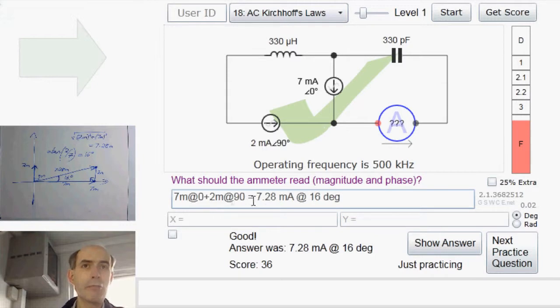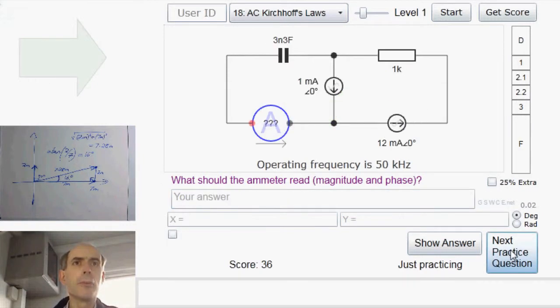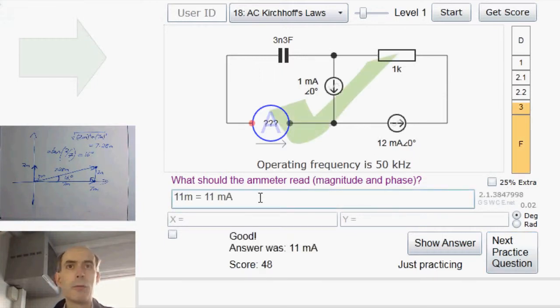If you didn't have the complex calculator, you'd have to do it this way. Find another one. Another one. This time both of the phases are 0, so that makes things extremely easy, and you could type in 11 milli without thinking very much, get a very quick time and more points.